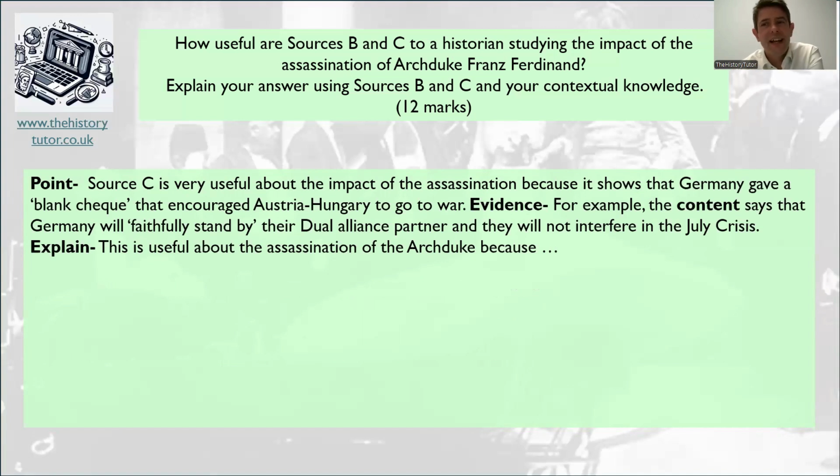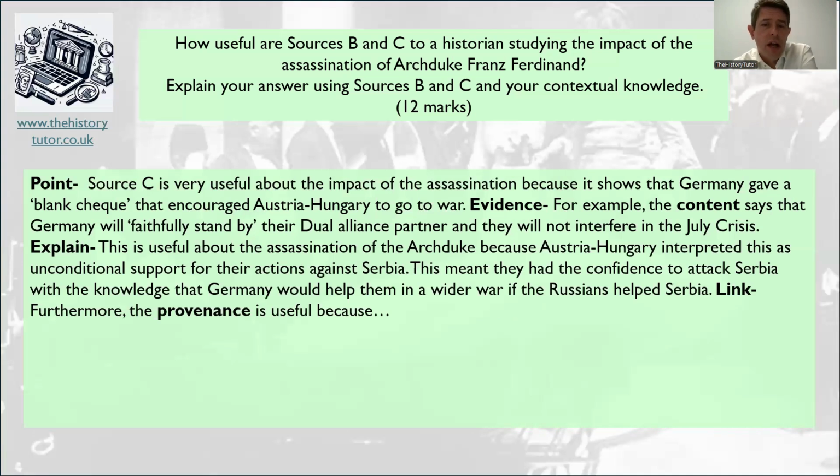What are the consequences of this? How is this important? Can you add some knowledge? Again, looking for a couple of sentences of knowledge here. So over to you. What would be some good knowledge? Right, so here we are. Here's some knowledge you could have given. This is useful about the assassination of the Archduke because Austria-Hungary interpreted this as unconditional support for their actions in Serbia. This meant they had the confidence to attack Serbia, the knowledge that Germany would help them in a wider war if the Russians got involved and the alliance system unraveled to some degree.